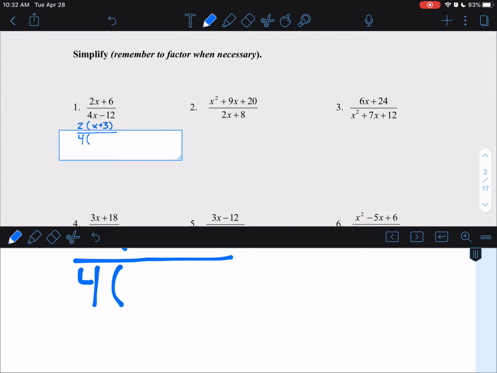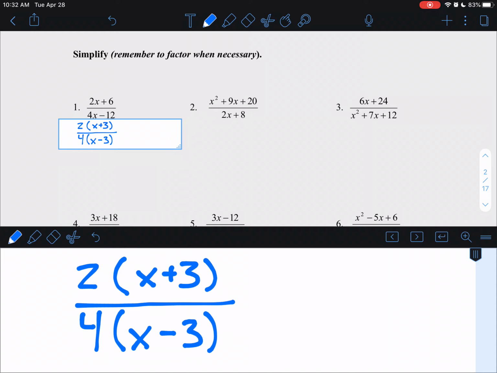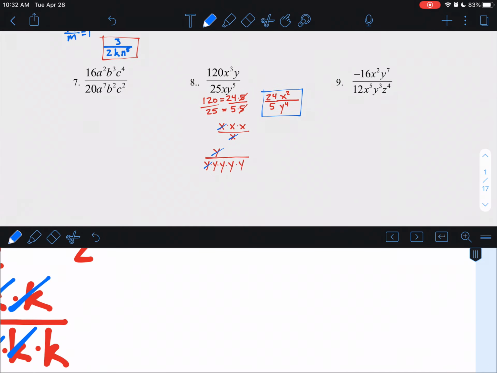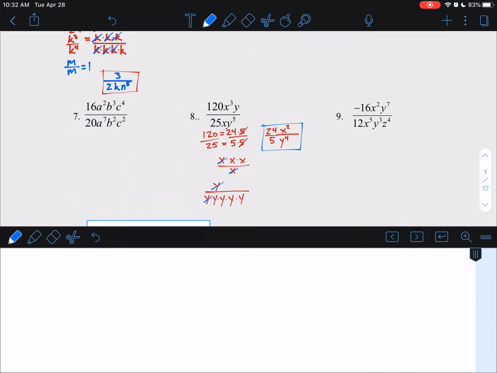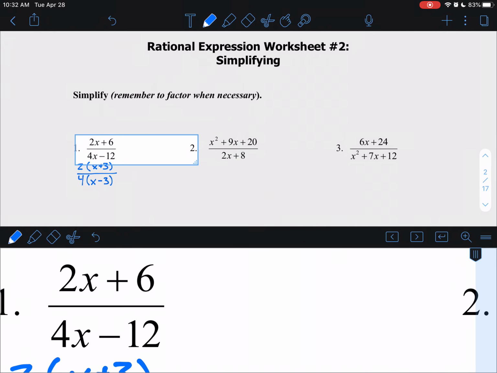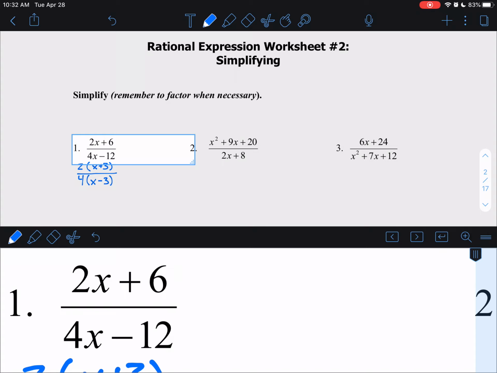And 4x divided by 4 is x. Negative 12 divided by 4 is negative 3. So now I need to figure out what I can cancel out. X plus 3 and x minus 3, those don't cancel out. And I cannot just cancel out the x's. I can't do that because it's being added. Earlier I could because they were being multiplied. Everything was being multiplied. There was no addition, there was no subtraction, it was just multiplication and division. Multiplication and division is simpler when we're working with rational expressions than addition or subtraction is.